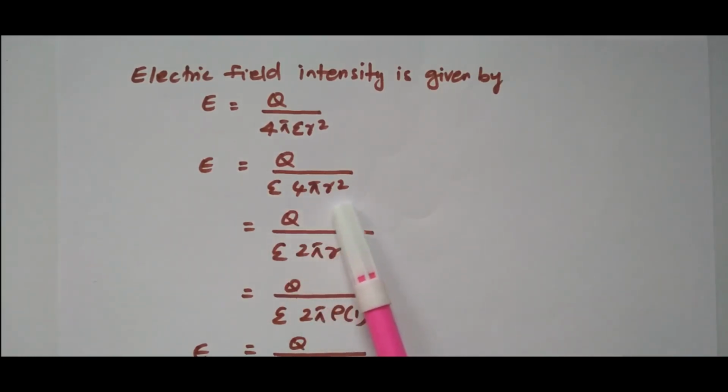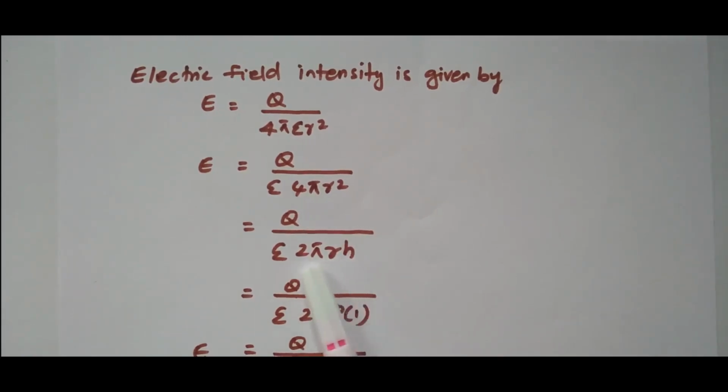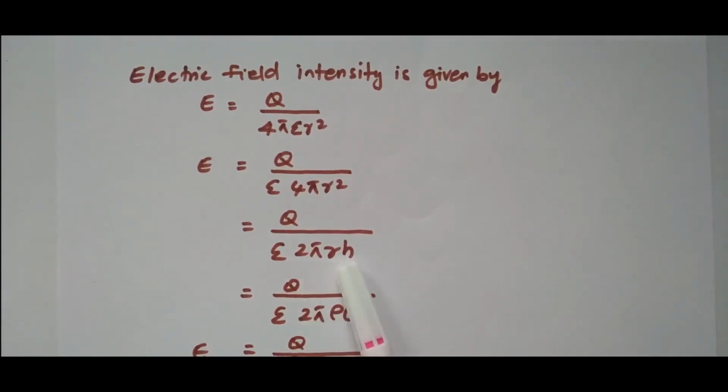What is this 4 pi r square? This is nothing but the area of a sphere. Normally, all the charges we assumed are in spherical form, 4 pi r square. But here we are going to find the cylindrical capacitor. We are assuming that the charges are available in the cylindrical capacitor, so the area of the sphere is replaced by the area of the cylinder, 2 pi RH. Area of the cylinder is 2 pi RH, right?